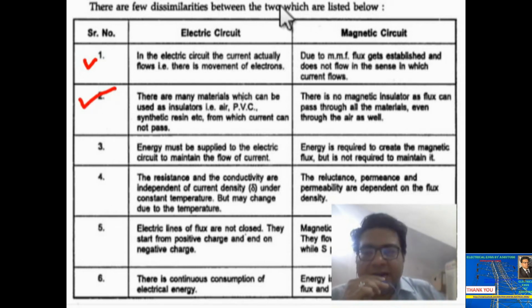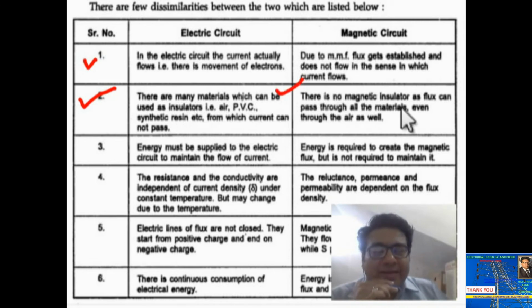Second point, there are many materials which can be used as insulators like air, polyvinyl chloride, PVC, synthetic resin, etc., from which current cannot pass. This is important. These are insulators. And in magnetic circuit, you can see there is no magnetic insulator as flux can pass through all the materials, even through the air as well. So guys, flux passes through all of them.